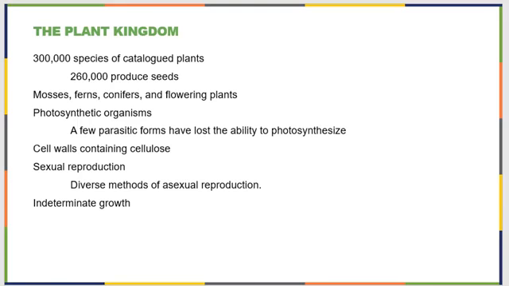Plants, of course, are photosynthetic organisms. There are a few that have lost their ability to photosynthesize because they're parasites, but they used to be able to. They have cell walls that contain cellulose with some notable exceptions, and they tend to reproduce sexually. They have diverse methods of asexual reproduction too. They also have indeterminate growth. That means that there's no point necessarily where a plant is done growing. If they're alive, they'll probably continue to do so.